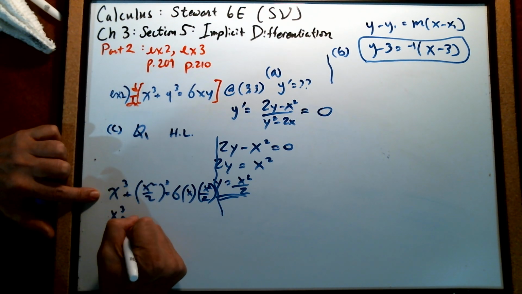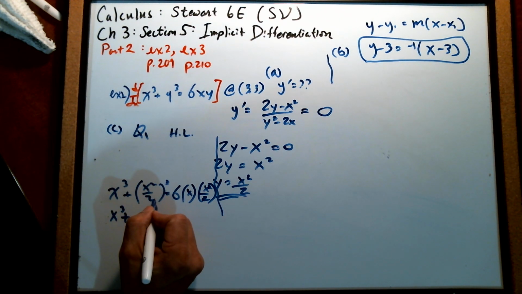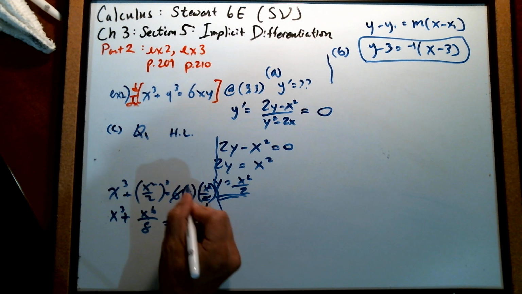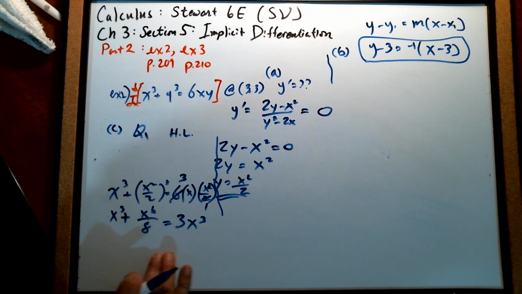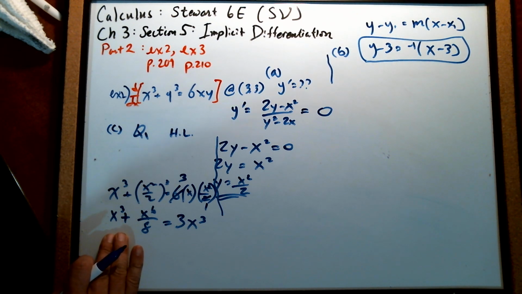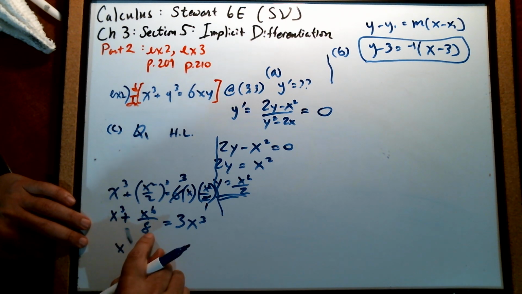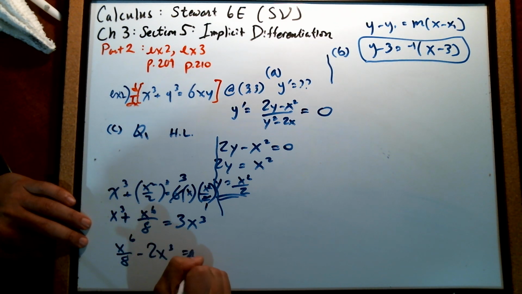You end up with x cubed plus x squared over 2 cubed. Cube the numerator, cube the denominator. It's going to be x to the 6th over 8. And the 6 and 2 cancel, 1 and 3. You end up with 3x cubed. I'm going to subtract 3x cubed to the left side, set it equal to 0. Let's do this term first because it's the highest power. x to the 6th over 8 minus 2x cubed. You see how I moved 3x cubed from the right side to the left side? Set equal to 0, and solve for x.